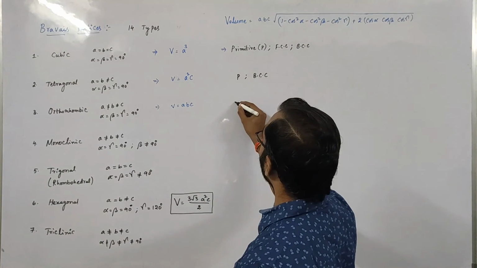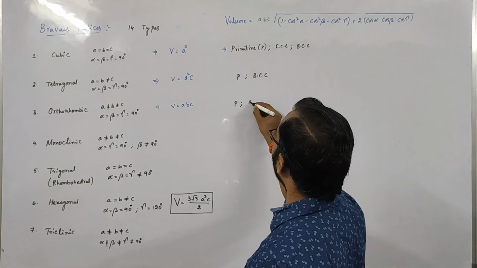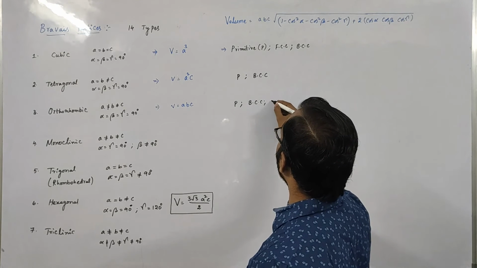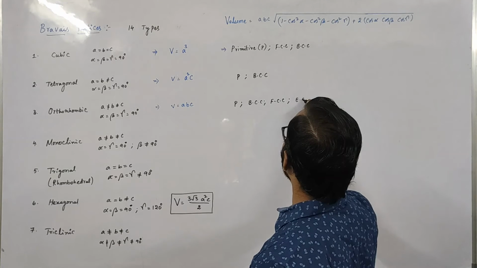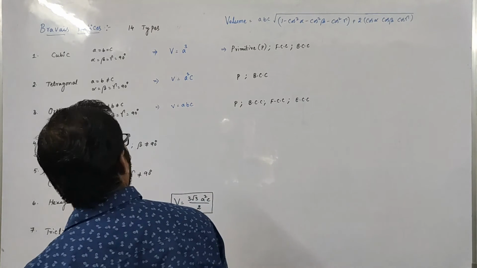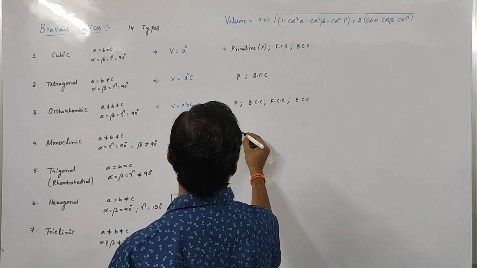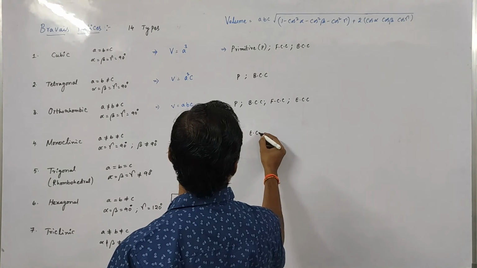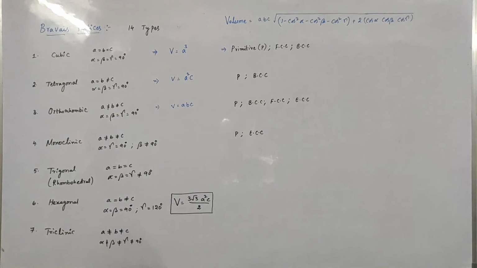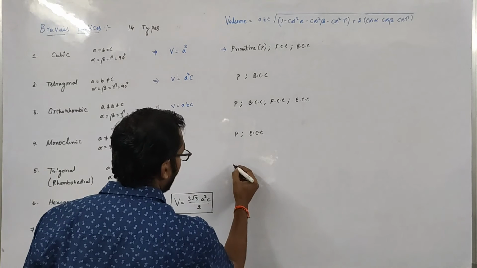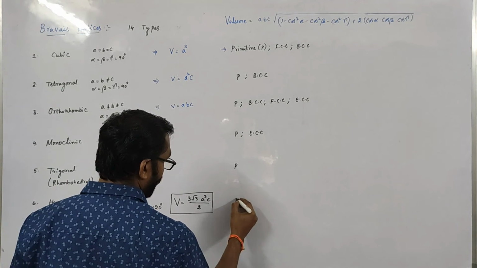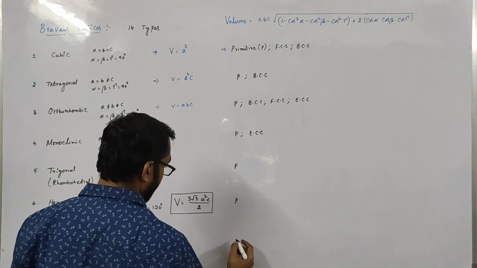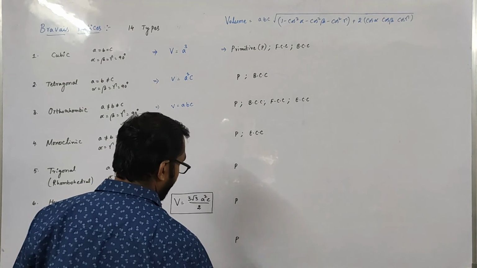For monoclinic, primitive form and only end-centered cube. For trigonal, only primitive form. For hexagonal also, only primitive form. For triclinic, only primitive.